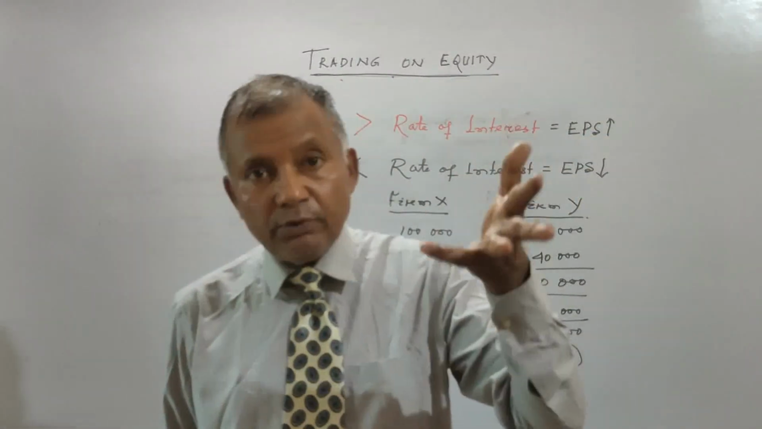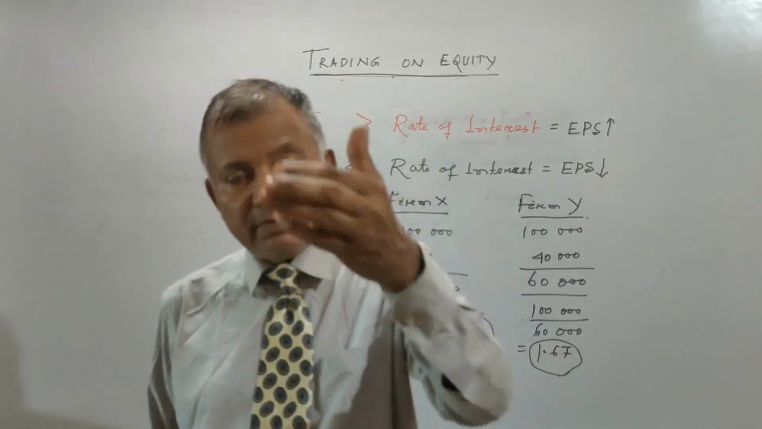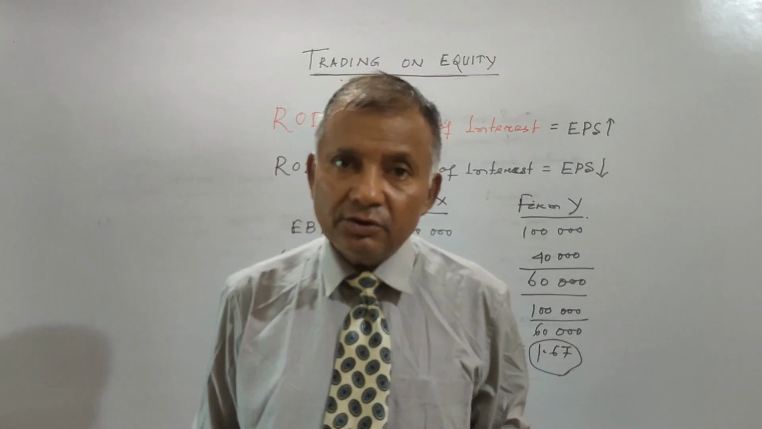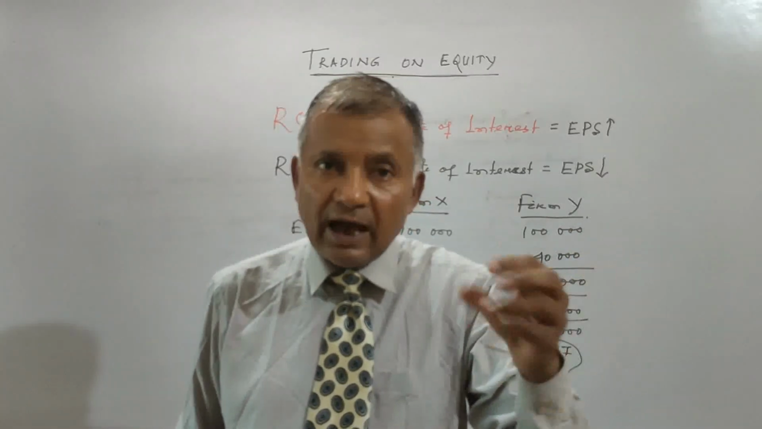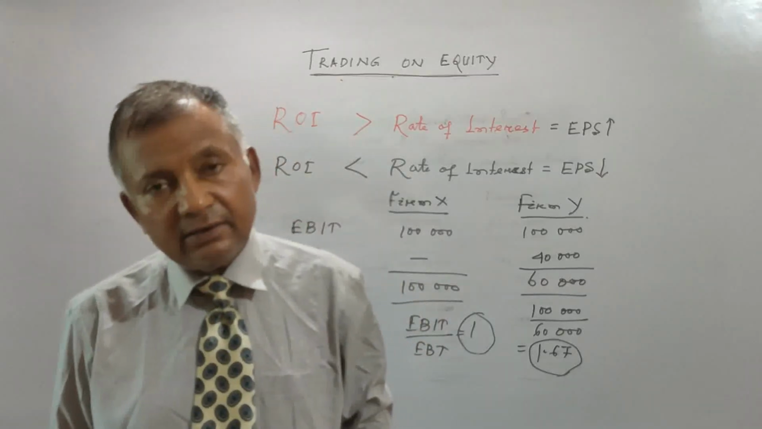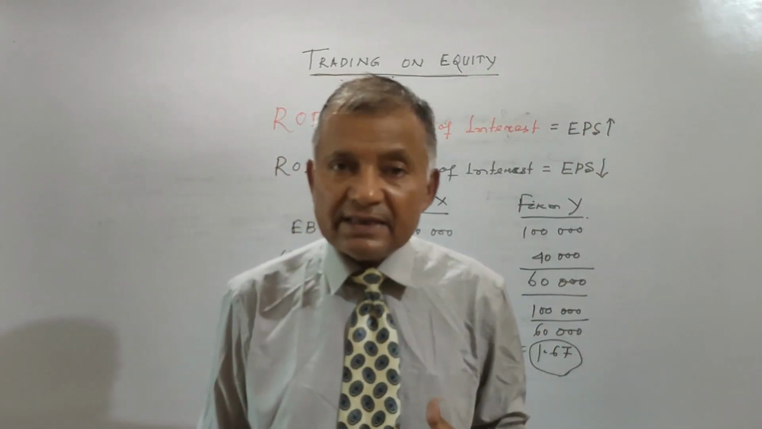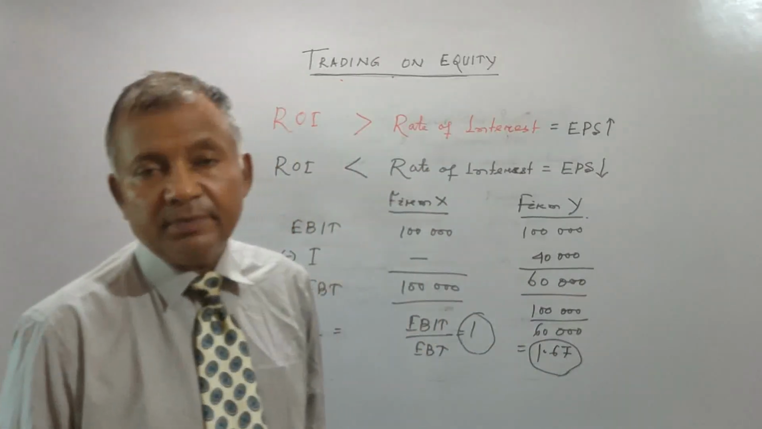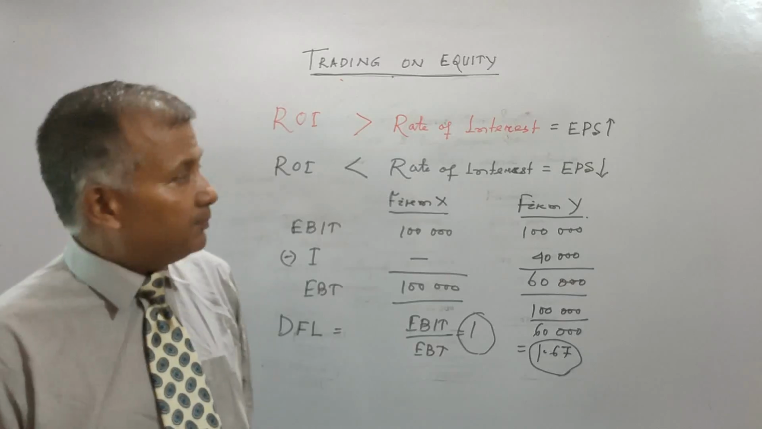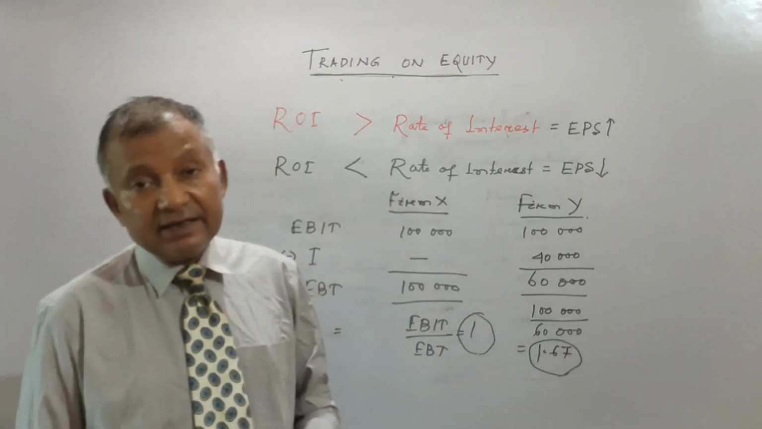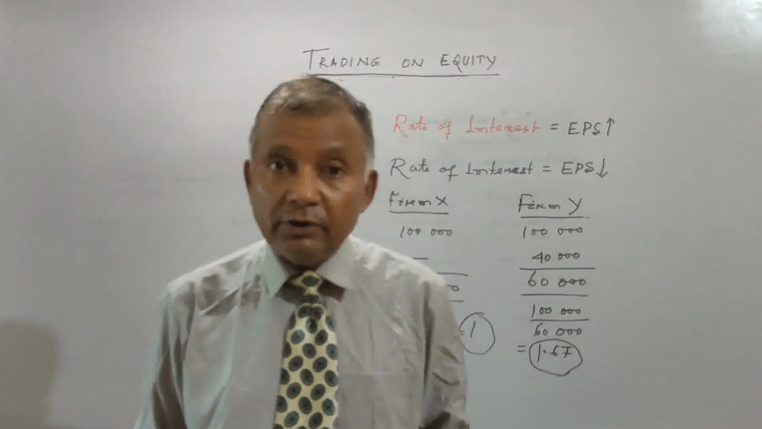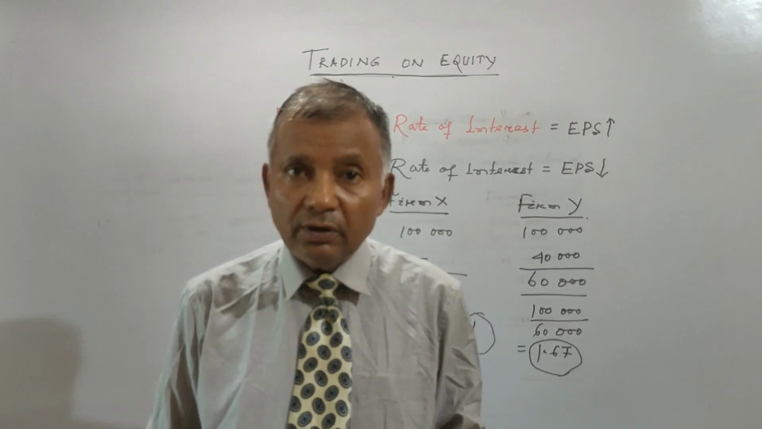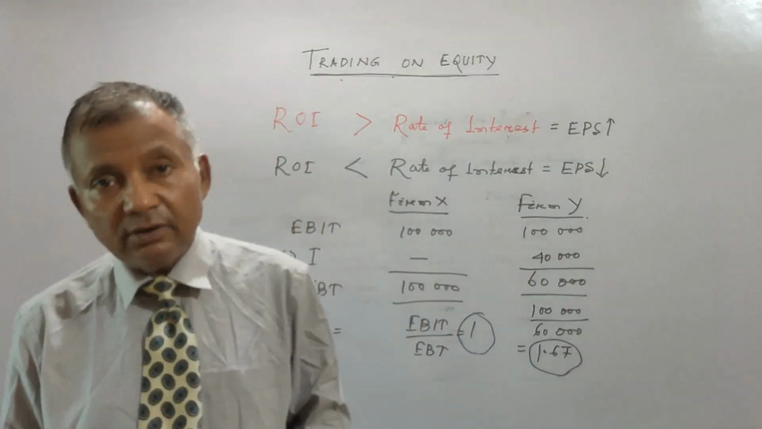You can take an example. Return on investment is 6%, cost of debt is 10%. So on 100 rupees, I am getting 6 rupees as return, but I am paying 10 rupees as debt interest. So 4 rupees will be my loss for every 100 rupees. Therefore, in that case, there is a possibility that the company will go bankrupt. The company's value will decrease. So these are the disadvantages.